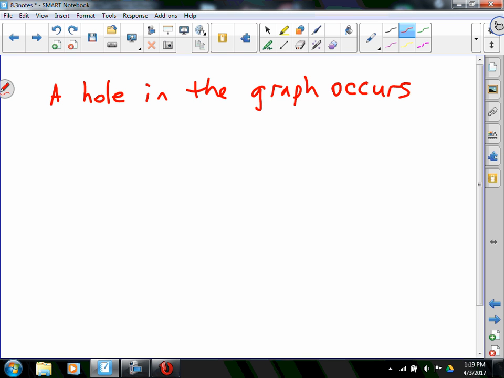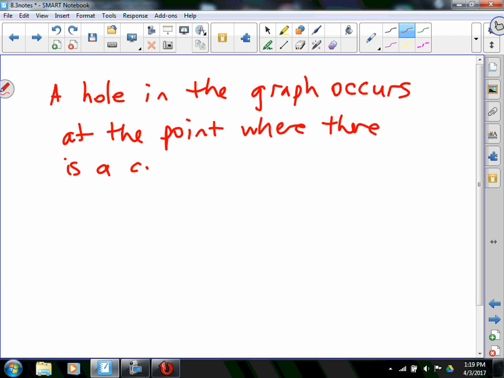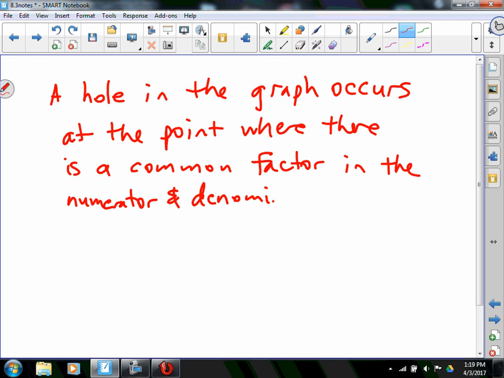occurs at the point where there is a common factor in the numerator and denominator. I would love to hear Arnold Schwarzenegger say both of those words in the same sentence. So a hole in the graph occurs at the point where there is a common factor in the numerator and the denominator, and is called, so in math, whenever there's a hole in the graph of a function, there's a special name for it, 2 words.